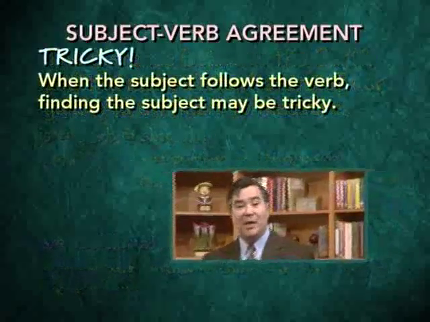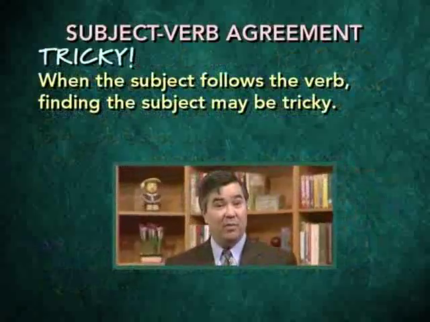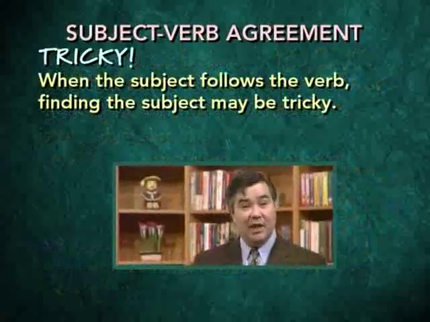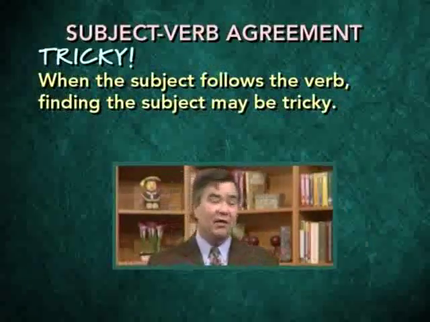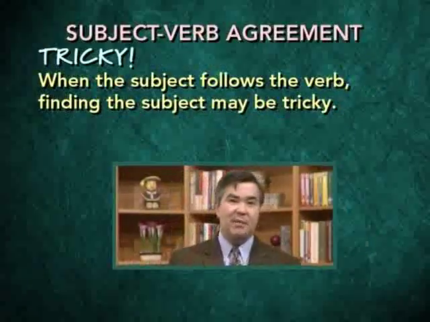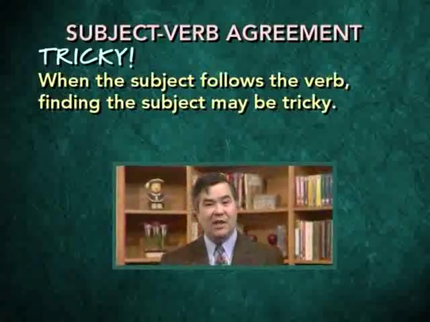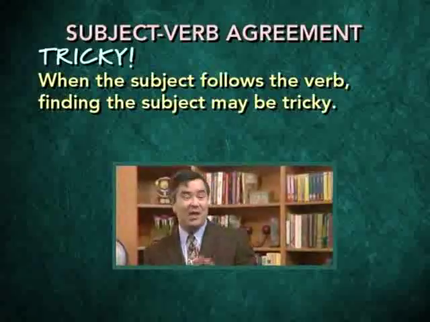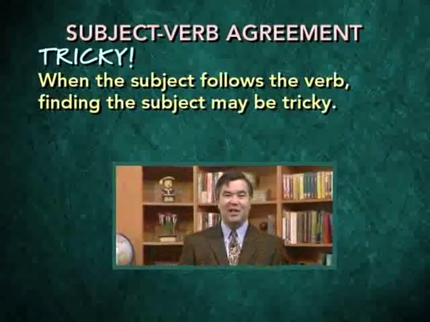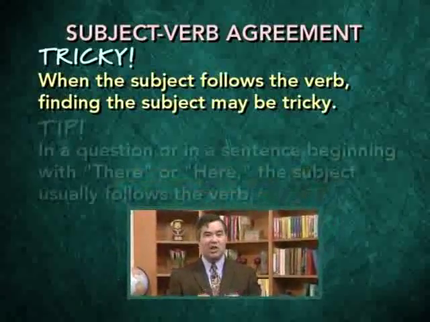In addition, when the subject follows the verb, finding the subject may be tricky. As you've already seen, in the great majority of English sentences, the subject comes before the verb. But occasionally that's not true. And in that case, you need to look after the verb to find the subject and make sure that it agrees with the verb. Here's a tip.